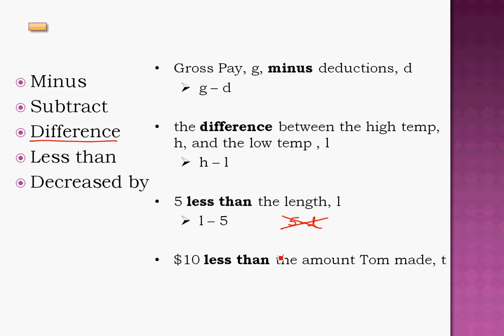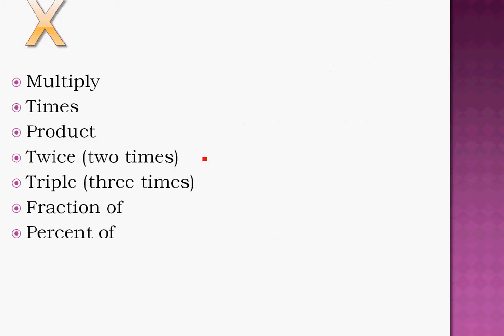10 less than the amount Tom made T. So here's another one with less than, same as the one we just did. Let's see if you can get this one. Hopefully you said T minus 10. Tom made T dollars. If I want 10 less than that, I have to subtract 10 from T. T minus 10.